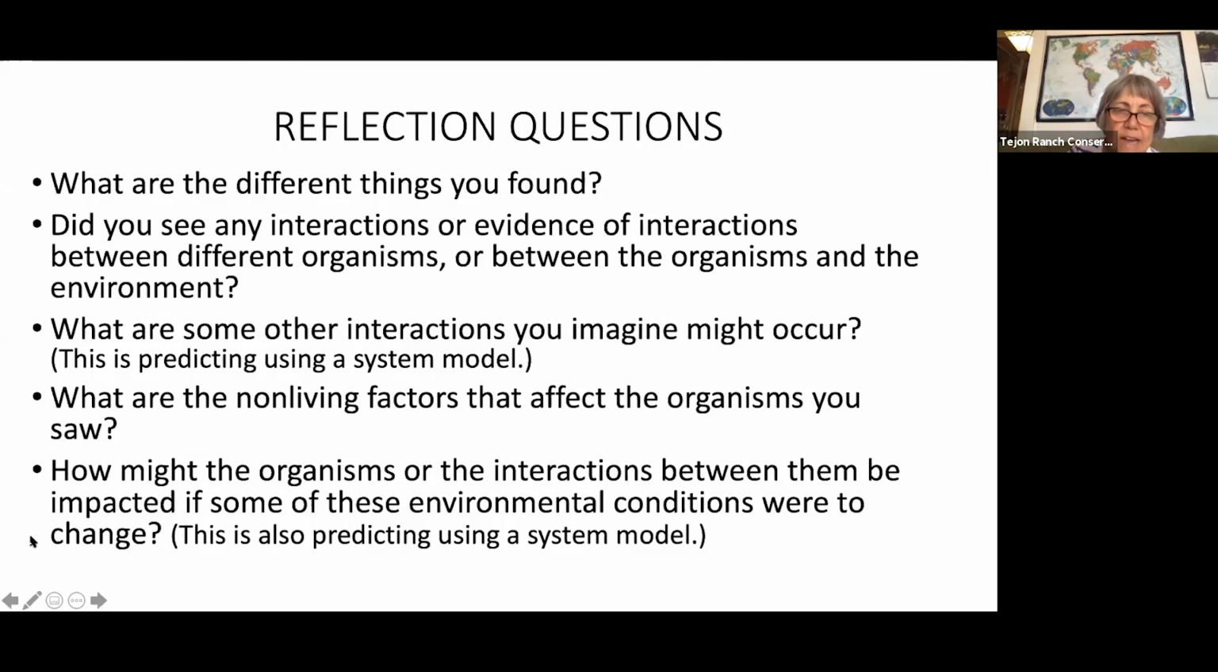And then the last one: how might the organisms or the interactions between them be impacted if some of these environmental conditions were to change? Again, this is a predictive model. So we have one really huge issue facing our generation, and that is climate change. We have the heating of the atmosphere. How is that going to affect things?